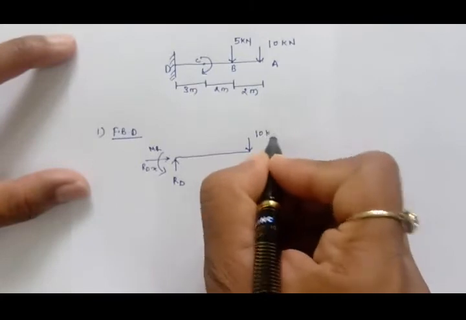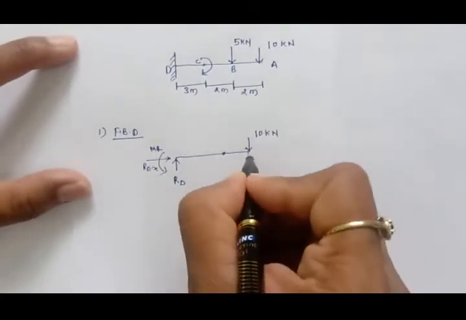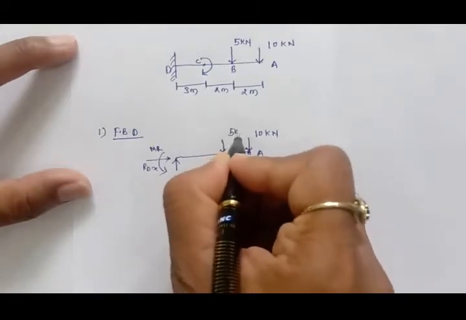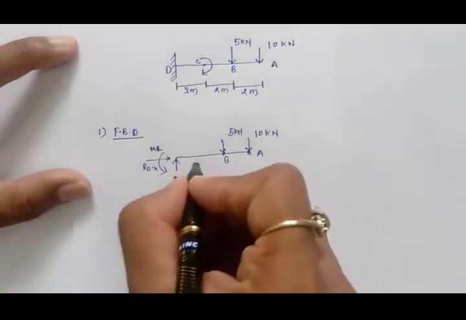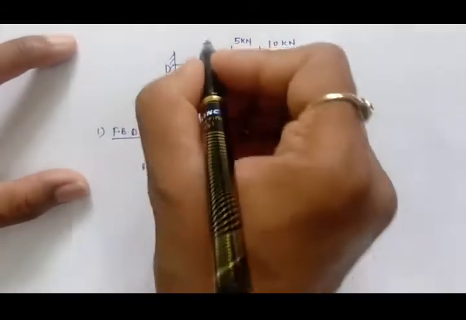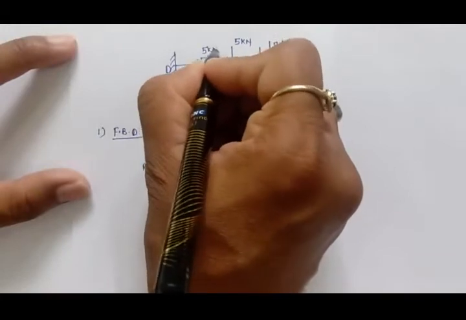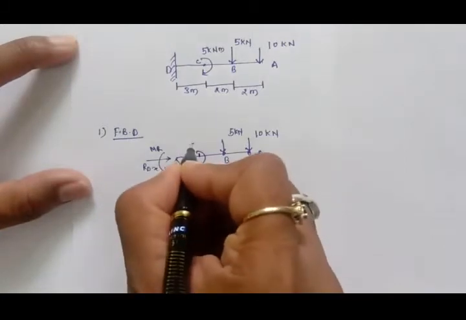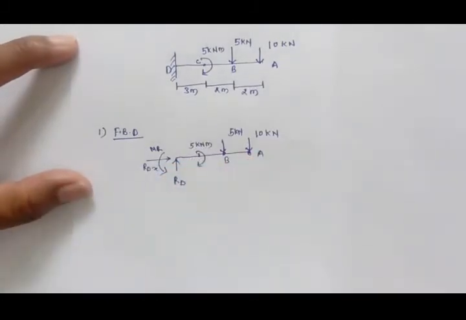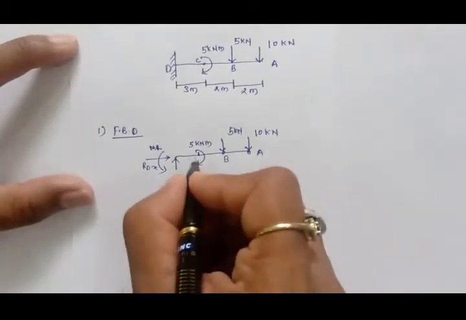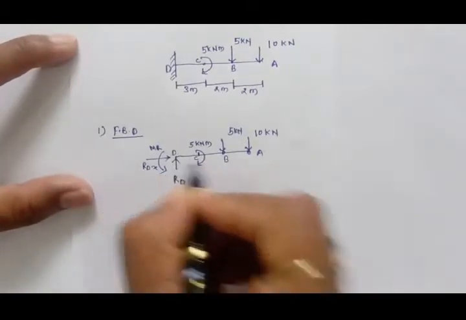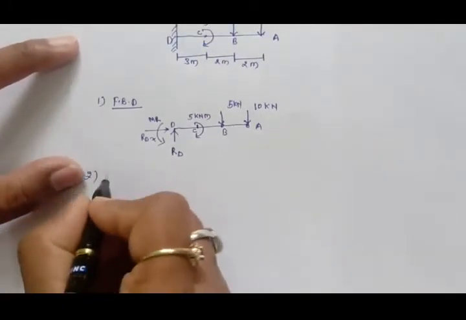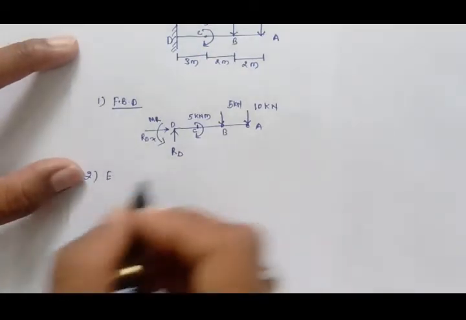So this is the 10 kilonewton at point A, and this is the point B where the 5 kilonewton force is there, then a couple is there, and this couple is 5 kilonewton meter. This is the point C and this is the point D. So this is the free body diagram of this problem, and then the next step is the equations of equilibrium to find out the support reaction.